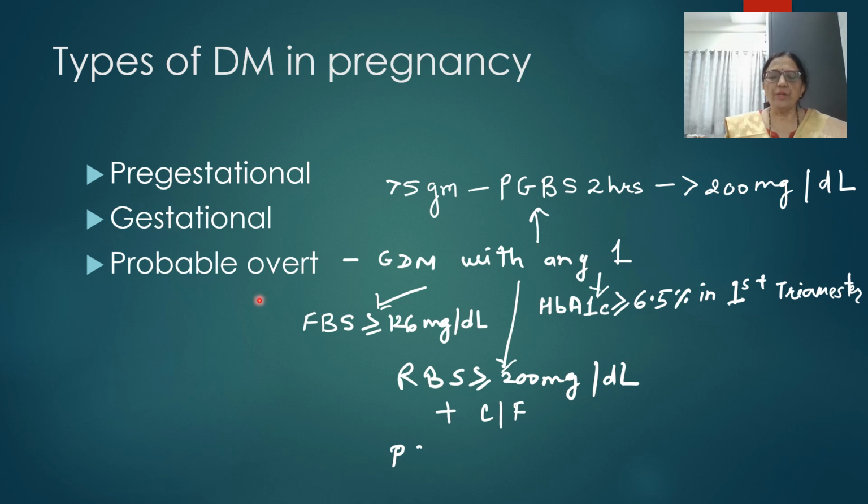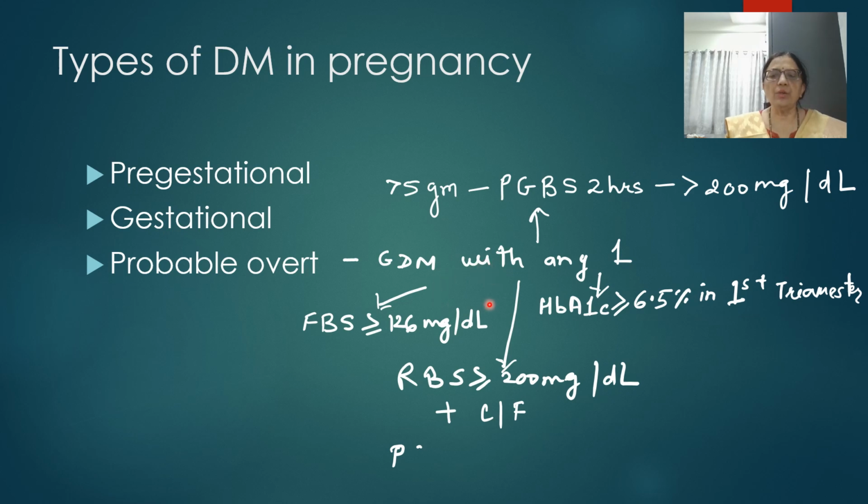A short revision of what we have seen in part 1 of diabetes, because it is relevant from the point of view of complications as well as management. We divide diabetes in pregnancy into pre-gestational and gestational, but gestational also needs to be further divided into probable overt and pregnancy-induced gestational diabetes mellitus. Probable overt is when the diabetes has been identified or diagnosed for the first time during pregnancy.